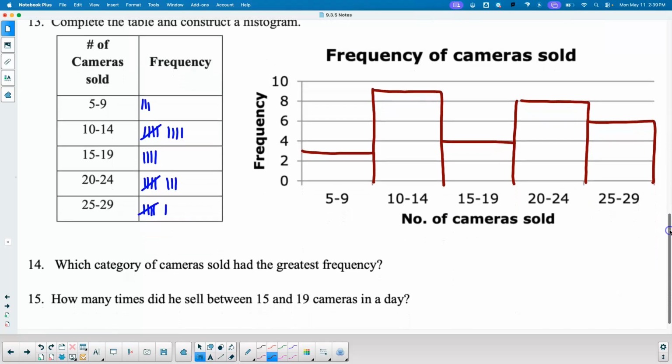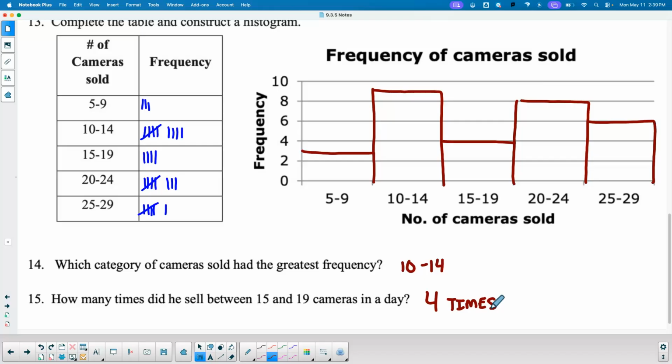Which category of cameras sold had the greatest frequency? 10 through 14? And how many times did he sell between 15 and 19 cameras in a day? 4 times. Yep.